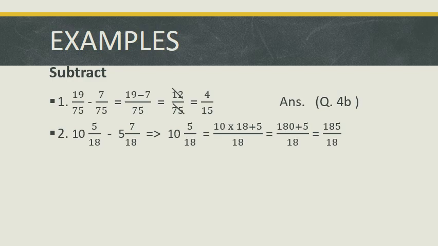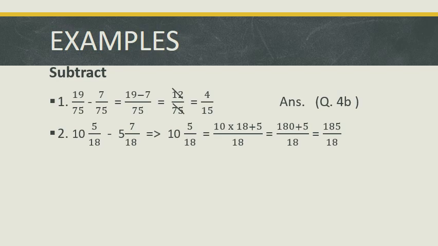What we are doing is multiplying the integral part 10 with the denominator 18 and then adding the numerator. This will be in the numerator place, and in the denominator place we will write the denominator 18. So what is the answer? 180 plus 5 by 18, which is equal to 185 by 18. So 185 by 18 is the improper fraction.